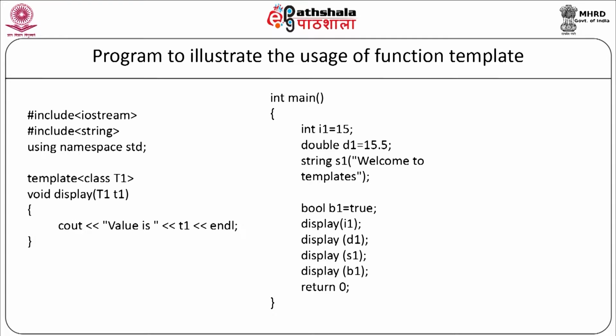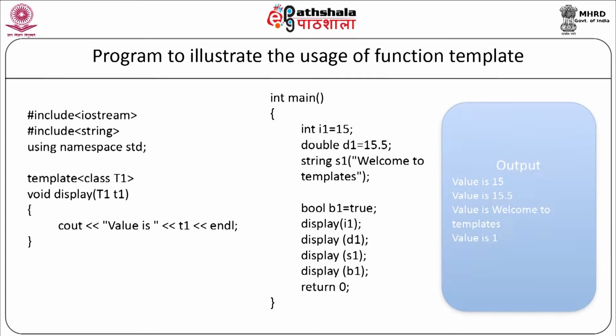Now, when the above code is compiled and executed, it will produce the result: value is 15, value is 15.5, value is welcome to templates, value is 1, that is true. As you can see, the same function is used for the data types integer, double, string and boolean. Here, T1 is a variable which will be declared as integer, double, string or boolean depending on the type of data that is passed to the function. That is basically the advantage of a function template.